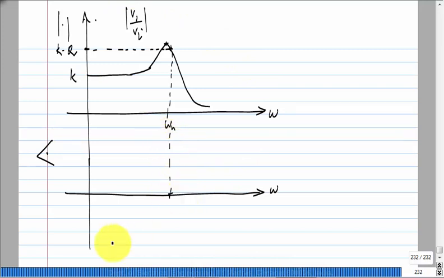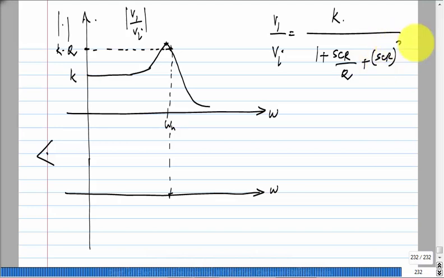What will be the phase of the second order transfer function V1 by VI? What will the phase look like? What is the phase at very low frequencies? Zero. And what is the phase at very high frequencies? Minus 180, and then at the natural frequency, it will be minus pi by 2. So, it will do this, and I think I also mentioned that how steeply it falls here depends on the quality factor.